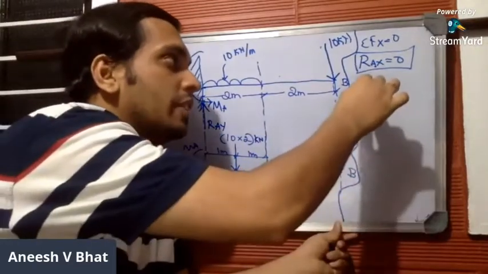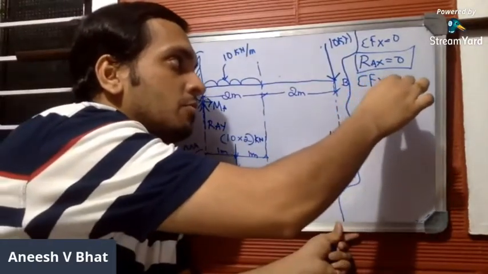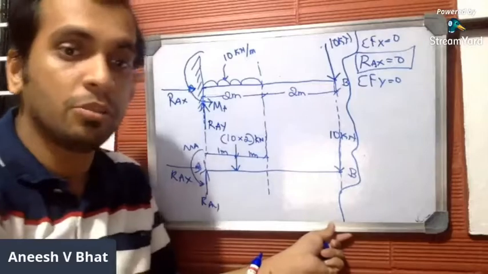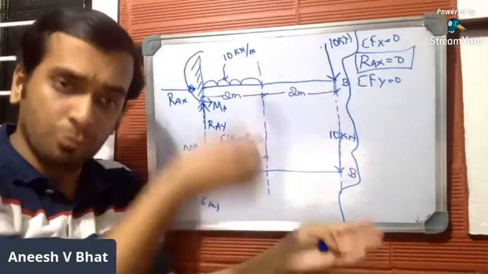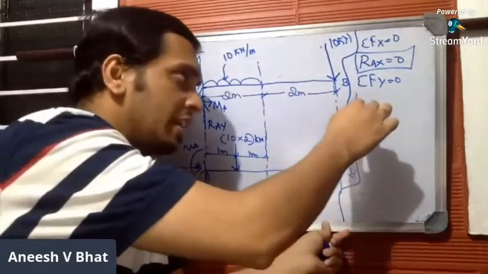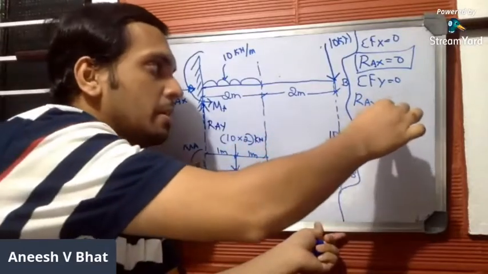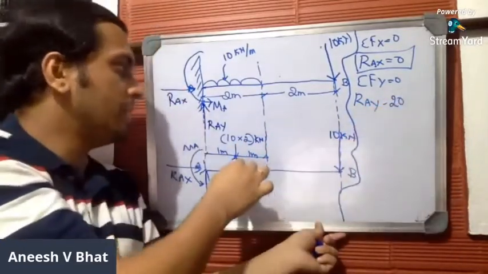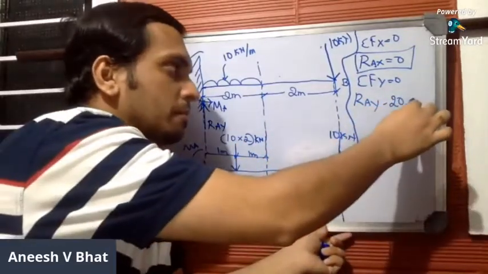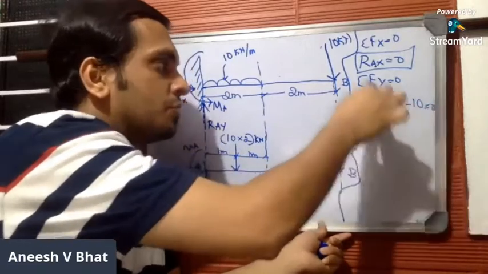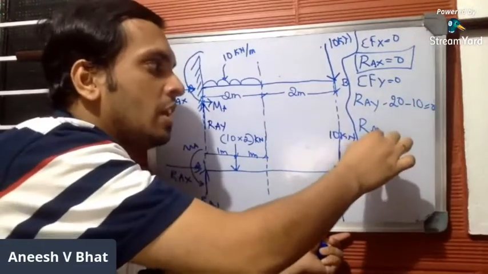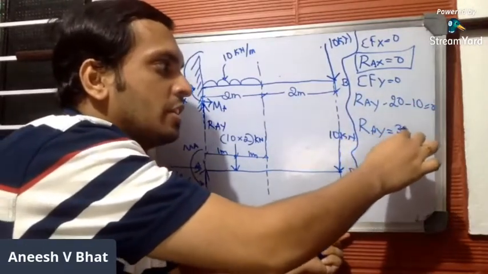Apply the second condition of equilibrium, summation of Fy equal to 0. Check the forces which act in the y direction. RAY minus 20 minus 10 is equal to 0. So straight away we can find the value of RAY as well. RAY is 30 kilonewton.